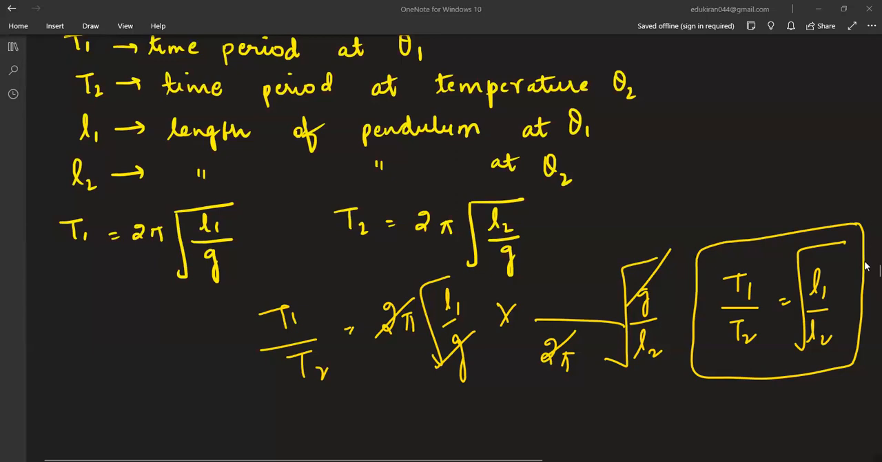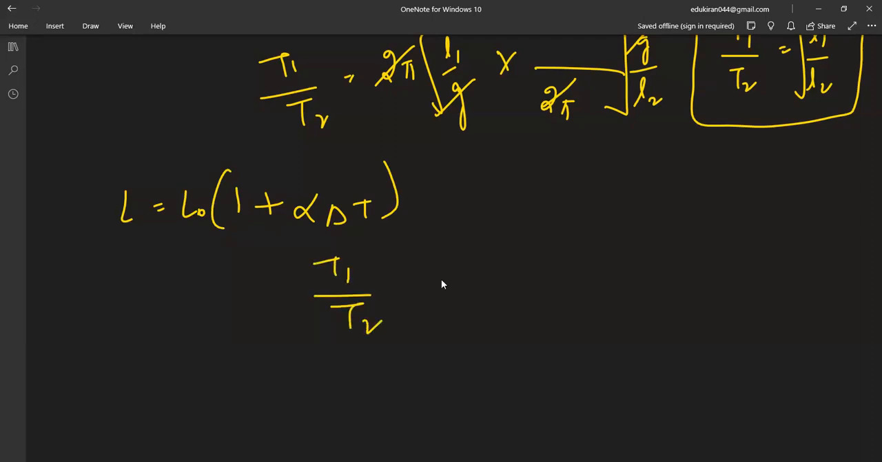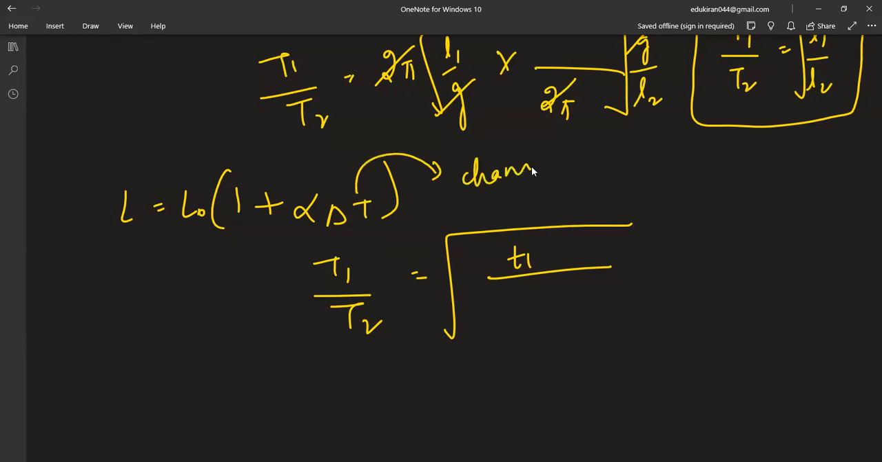See class, now a continuation of this. So this ratio based question can be asked to you. So length can be L naught (1 plus alpha delta T). T1 by T2 is equal to under root. Now see, when we take the ratio, let's put in the value of the length. Delta T is the change in temperature. So T1 by T2, 1 plus alpha delta theta.